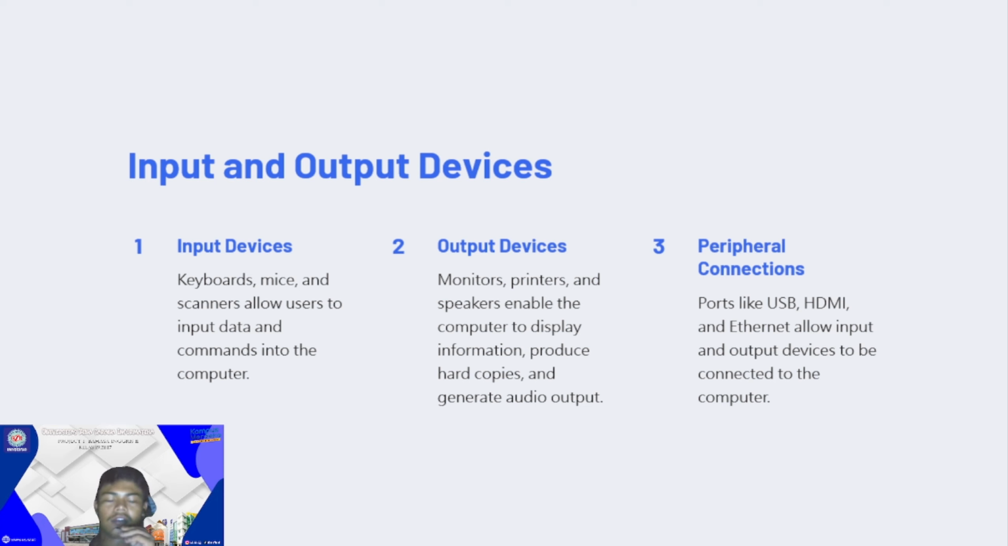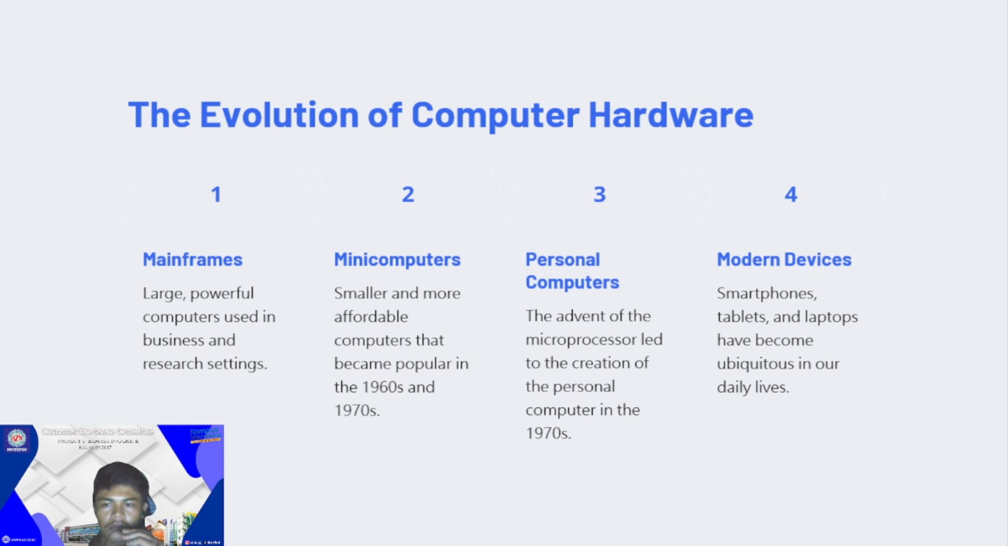On the next slide, we will discuss the evolution of computer hardware. Here is the evolution of computer hardware from year to year. The first is the mainframe. Mainframes are large and powerful computers used to process a large amount of data and applications.